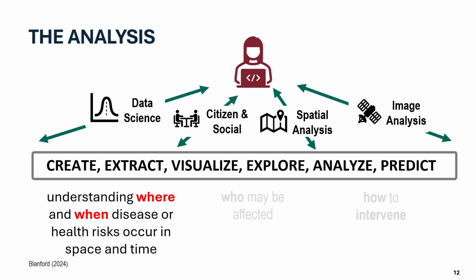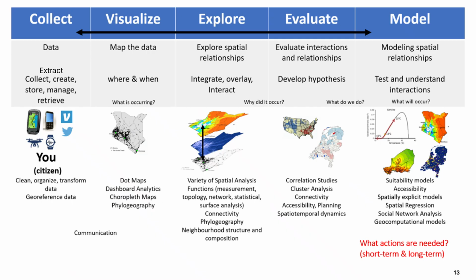So what kind of methods and analyses should we be thinking about? We need to be able to create and extract information. We need to be able to visualize and explore information, as well as analyze and make predictions, so that we can understand where and when something is happening, what kinds of risks are taking place in a particular space and time, who may be affected, and then how to intervene.